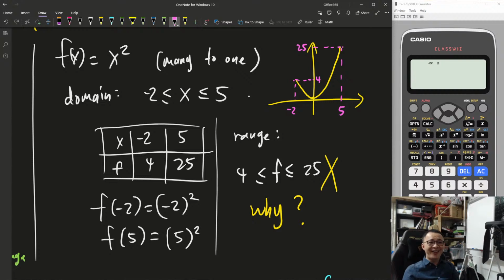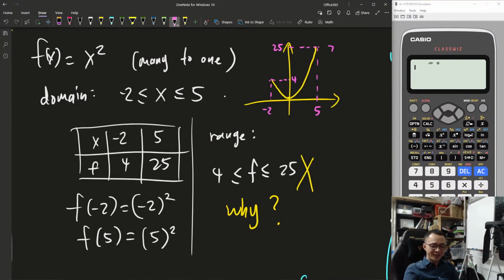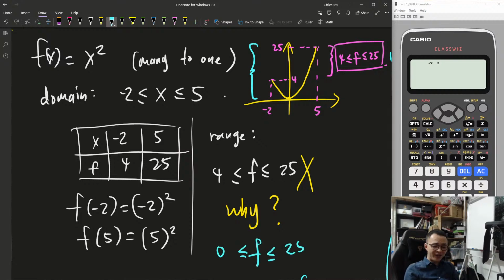And then you try to tell the examiner, I already found the range. The range is here only. My f is between 4 to 25. But the problem is, if you see carefully, your graph should be all the way here, isn't it? Your graph should be between 0 to 25. This is the correct one. Jonas Wang actually says a very good point, because this is a parabola graph. Some students don't get used to the keyword parabola, so I just call it quadratic graph.